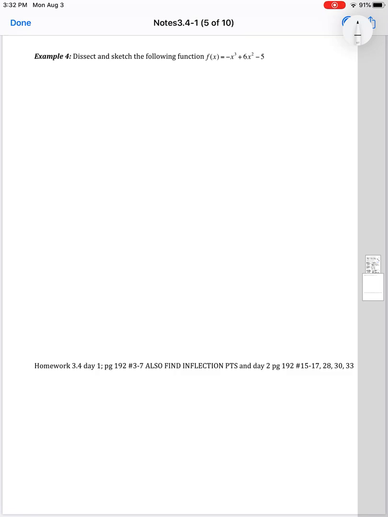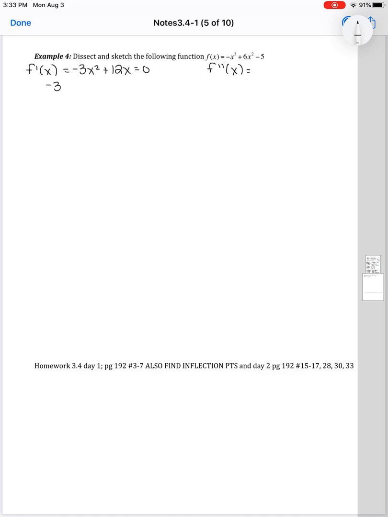So now we're going to put it all together. So this last example, we're dissecting and we're going to sketch the actual graph. So we are finding everything that we've now covered over the past 2 days. So we're going to make 2 different sets of information in terms of data that we're going to collect. The first one is going to focus on the first derivative. Second piece is going to focus on the second derivative.